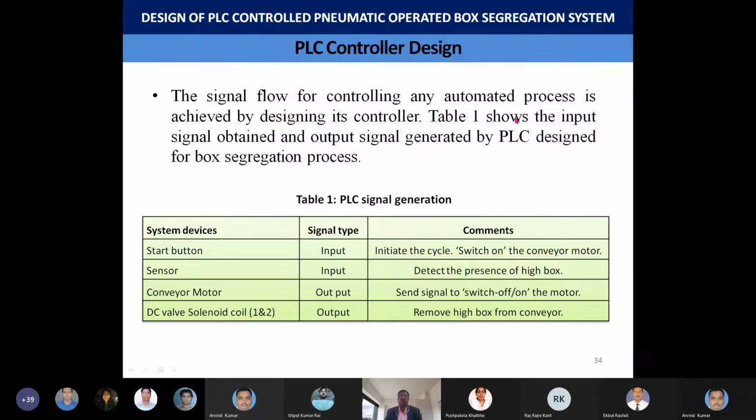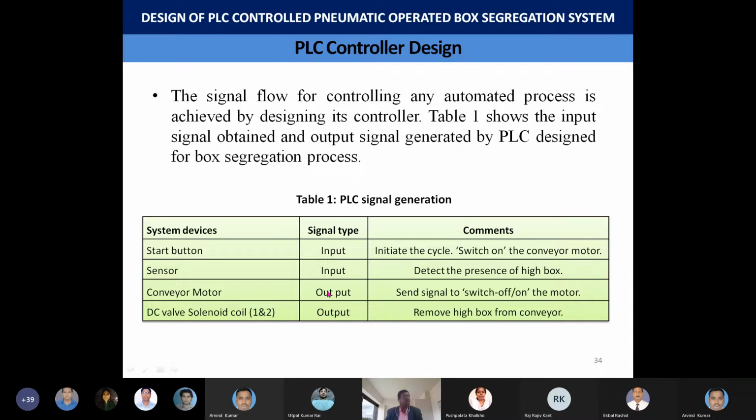The signal flow for controlling any automated process is achieved by designing its controller. Whenever you provide a start button, that becomes the input signal to the controller that initiates the cycle and switches on the conveyor motor. So the start button switches on the conveyor motor, and the conveyor runs continuously. The sensor provides an input signal that detects the presence of the high boxes. These start button and sensors are connected to the input module of the PLC system. And we have a conveyor.